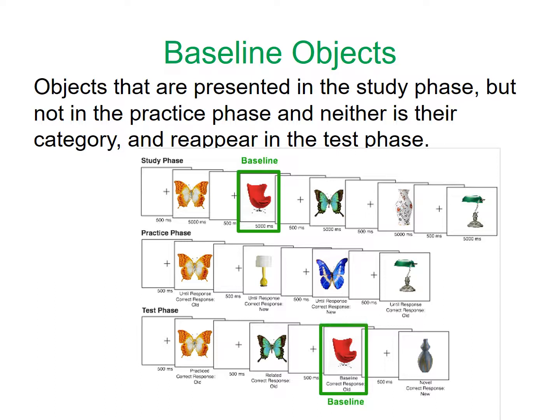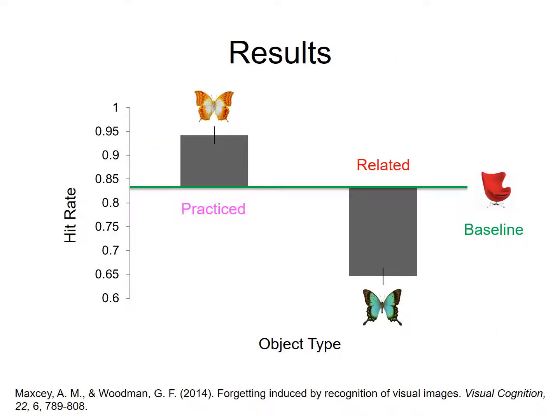When we want to show that recognition-induced forgetting happens, we show that memory for related objects is worse than memory for baseline objects. Let me show you what I mean on the next slide. This graph plots what typically happens in recognition-induced forgetting experiments. As you can see, the practiced objects have the highest rates of remembering. This makes sense because they were seen multiple times throughout the experiment, in all three phases. The green line here between the two gray boxes represents the rate of remembering for the baseline objects.